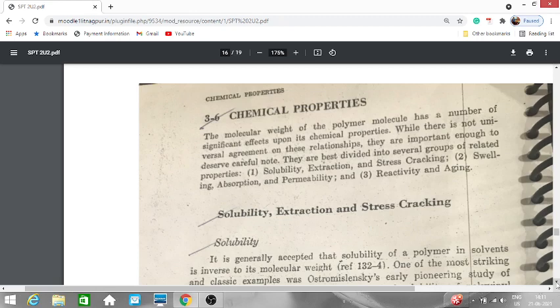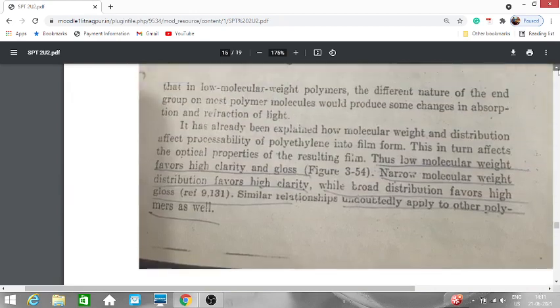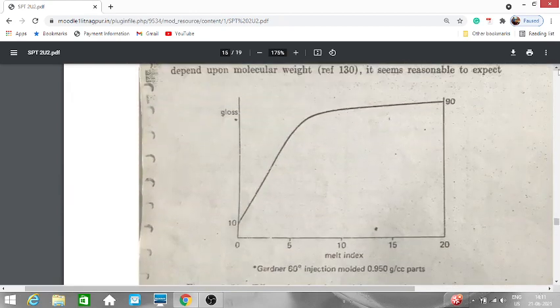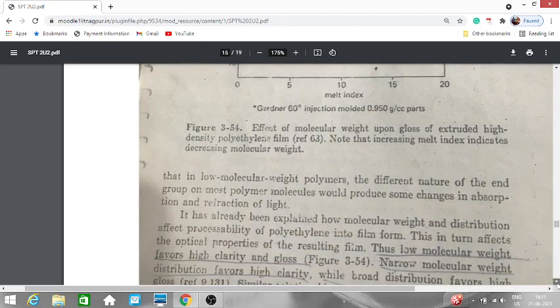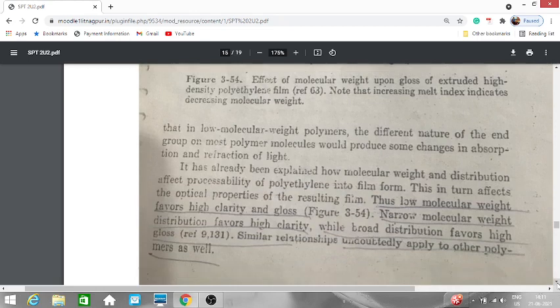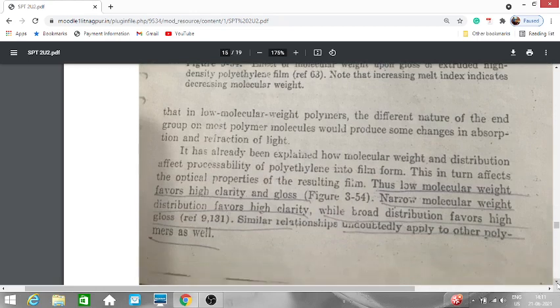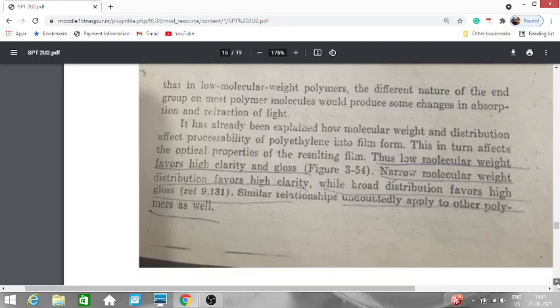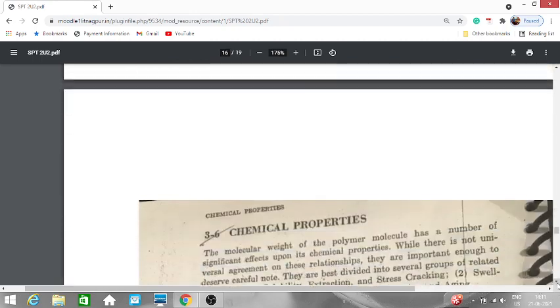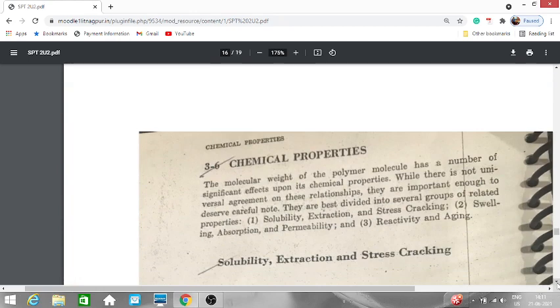Chemical properties. The molecular weight of the polymer molecule has a number of significant effects upon its chemical properties. So you can see here gloss is increasing and the melt index is increasing. Melt index means broad molecular weight distribution. So let us see the chemical properties.